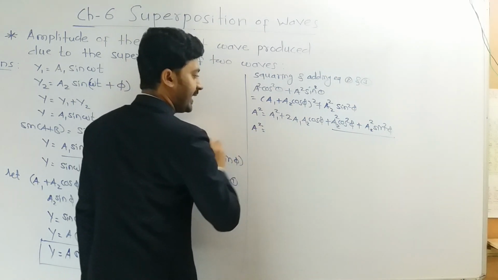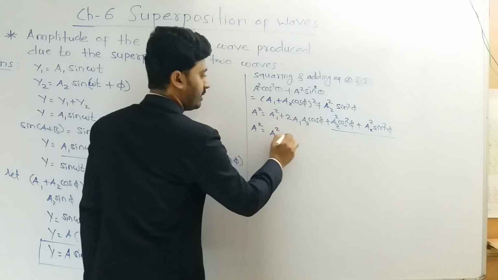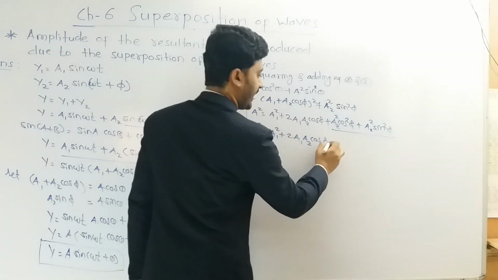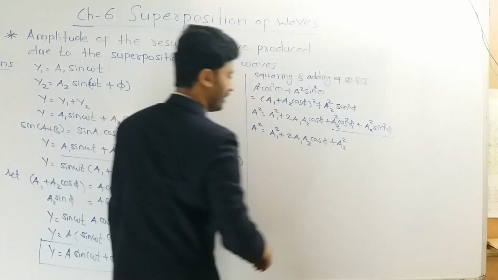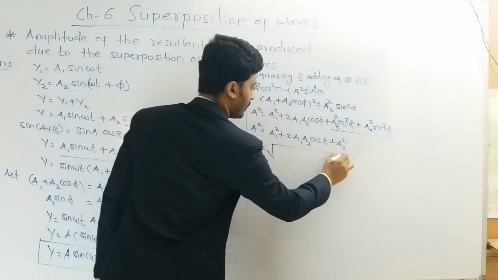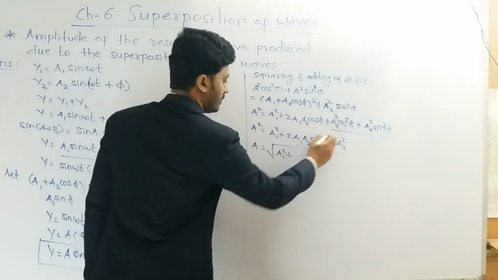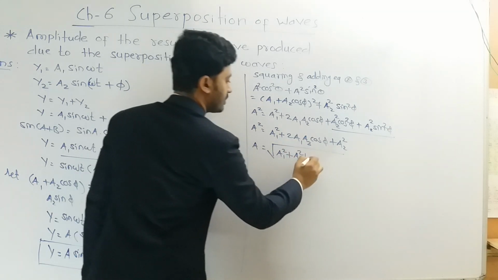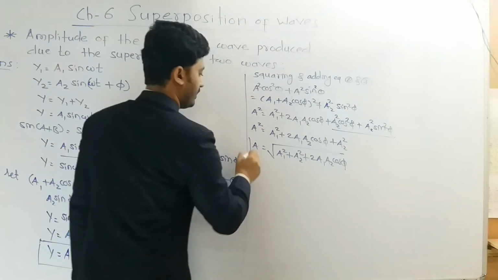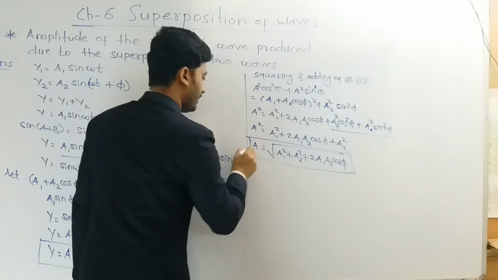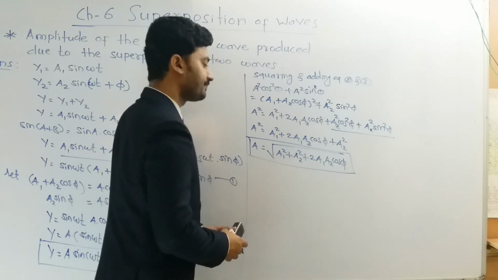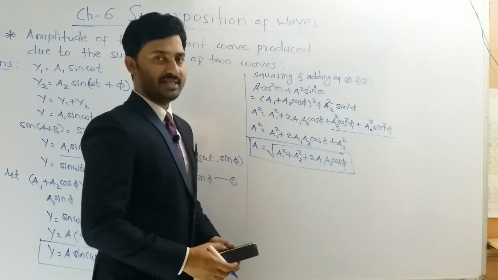That means A square is equal to a1 square plus 2 a1 a2 cos phi plus a2 square. After taking square root on both sides, A is equal to under root a1 square plus a2 square plus 2 a1 a2 cos phi. Now this is the resultant amplitude of the wave when two or more waves interfere with each other. Now we can see two special cases.